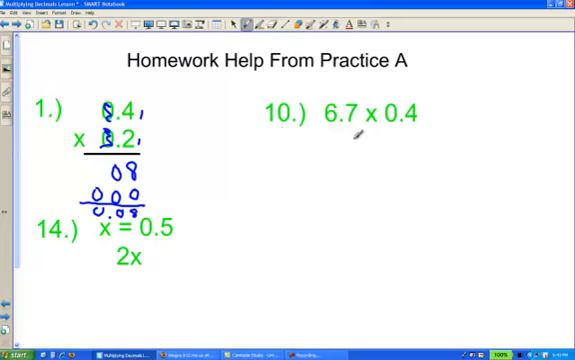This time, let's try to do it differently. Remember, when I multiply, I want to put them one under the other, not across. So 6.7 times, and this time I won't use that 0. I'll just say 0.4. It's up to you. 7 times 4 is 28. Carry my 2 over here. 6 times 4 is 24, plus 2 is 26.